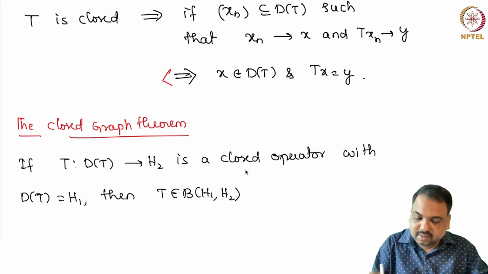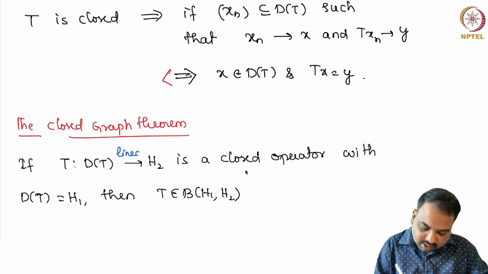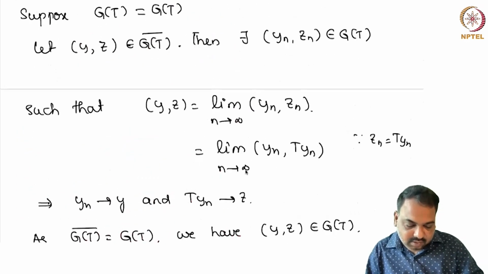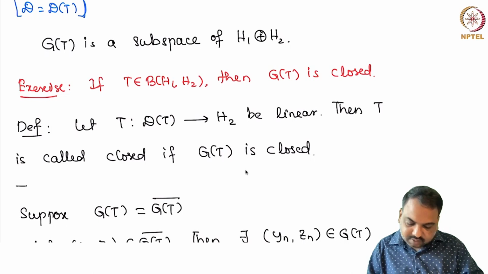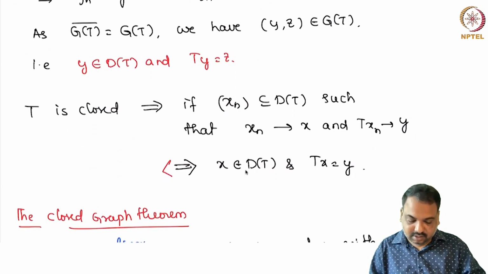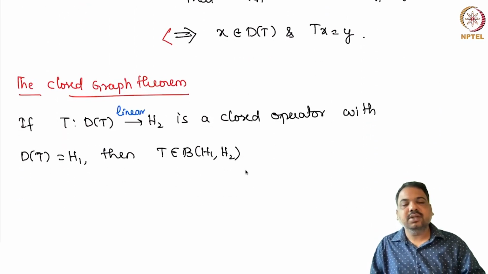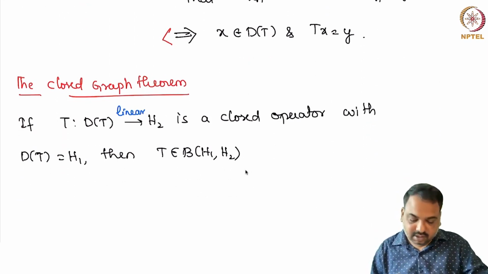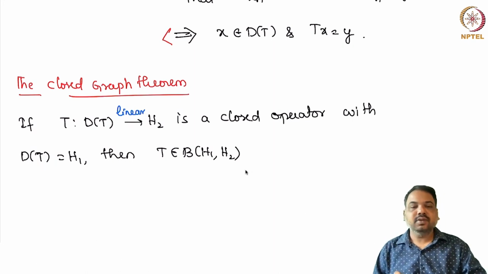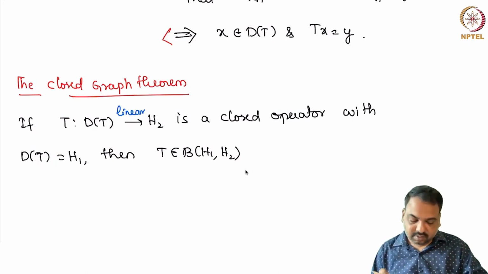So here we assume that T is already a linear operator, because when we discussed closed operators, we assumed that it's a linear map. Of course, without assuming linearity we can also define closedness, but here we assume that T is a linear map, and if the graph of T is closed, we call it a closed linear operator. So the closed graph theorem says that whenever T is a closed linear operator whose domain is the full space, then automatically it's a bounded operator.